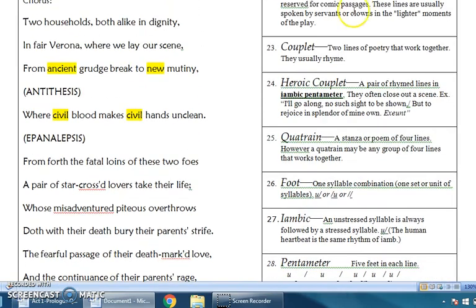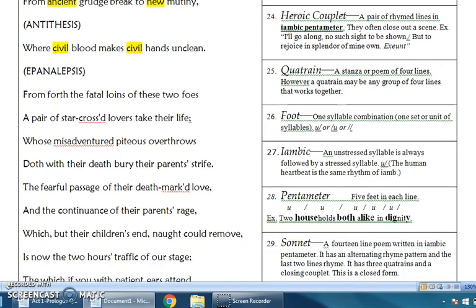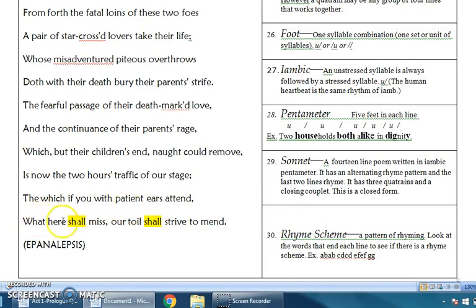So I found antithesis with "from ancient grudge break to new mutiny," where you have the old idea juxtaposed with the new. So ancient grudge, the opposite, new mutiny, antithesis. I found epanalypsis, which is the repetition of words with words in between. And I have civil. And I found it again at the end where it has shall and shall.